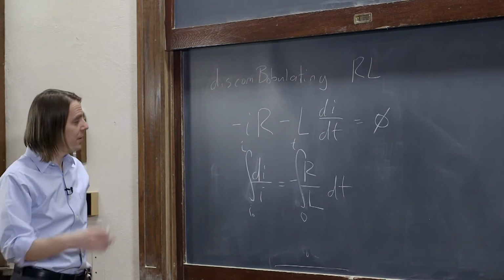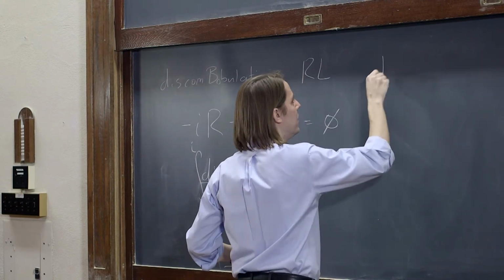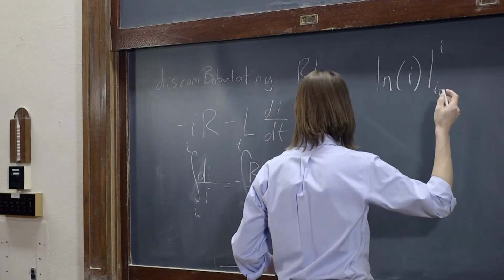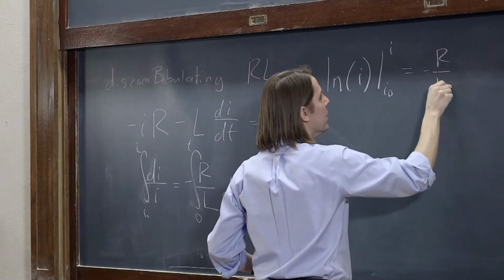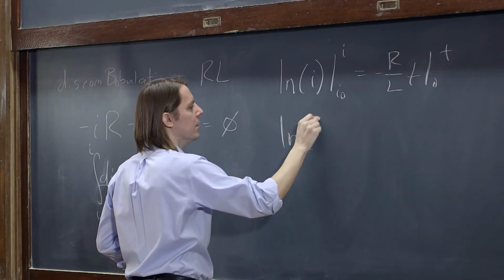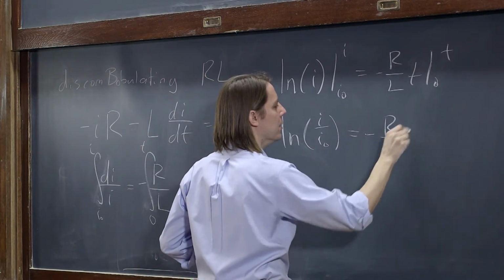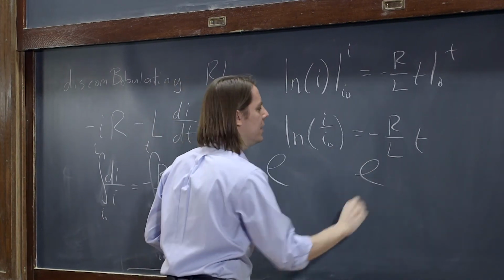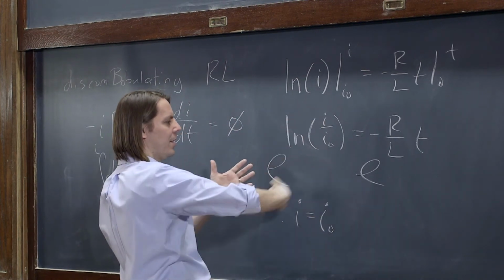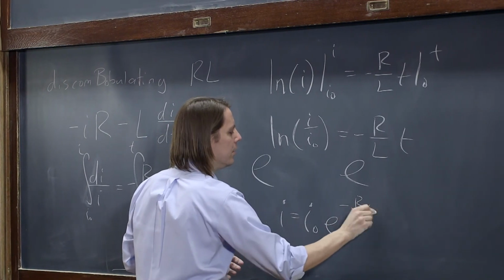All right, well, now we just have to integrate both sides. So this, we've done that integral a few times. It's the natural log of I evaluated from I naught to I. And this one is minus R over L t evaluated from 0 to t. And we've seen this before. This is the natural log of I over I naught equals minus R over L t. And then we take e to this and e to this. And you get that I equals I naught. So this becomes I over I naught. Take it to the other side. Equals I naught e to the minus R over L t.